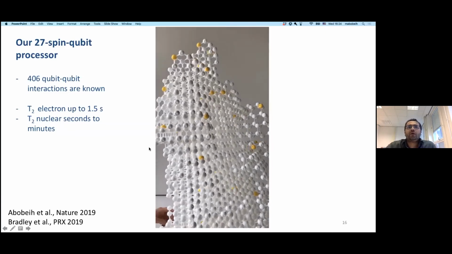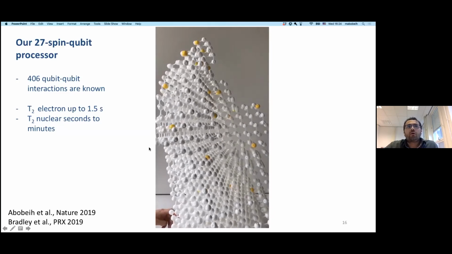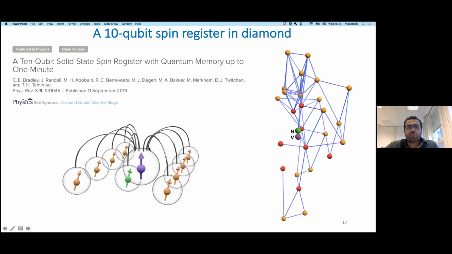All right, just to show you some examples of how we use this device. In this work, we took just 8 carbon-13 nuclear spins in addition to the nitrogen nuclear spin and the electron spin of the NV center, and demonstrated a 10 qubit quantum register with quantum memory up to 1 minute.